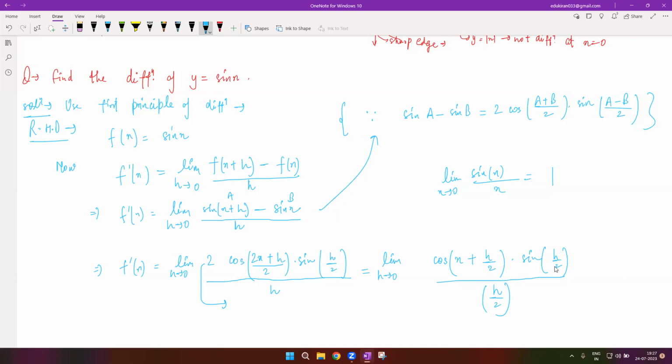This becomes sine 0, right? Sine 0 is 0, and this denominator also becomes 0. So all of this becomes 0 by 0 form. If you put h = 0 directly, you get 0 by 0 form, which is an indeterminate form.